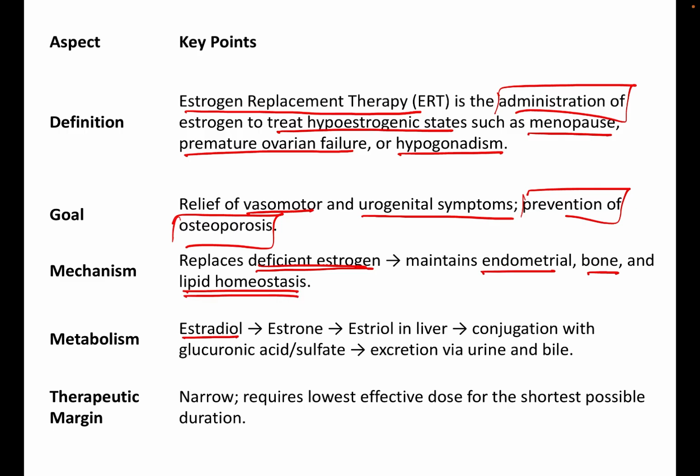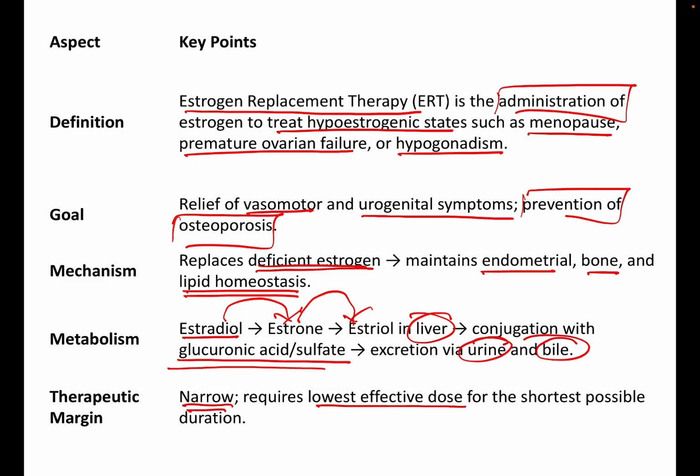Metabolism occurs in the liver. Estradiol is converted to estrone, which is reversible, whereas estrone to estriol is irreversible and happens in the liver. Conjugation with glucuronic acid or sulfate, and excreted via urine as well as bile. The therapeutic margin is narrow and requires the lowest effective dose for the shortest possible duration.